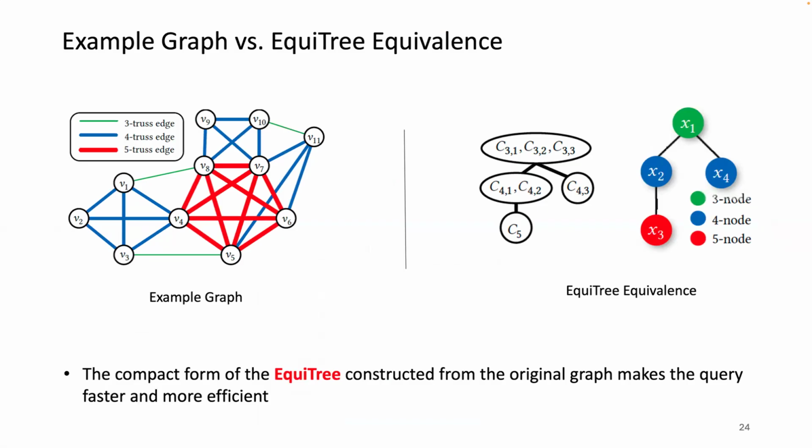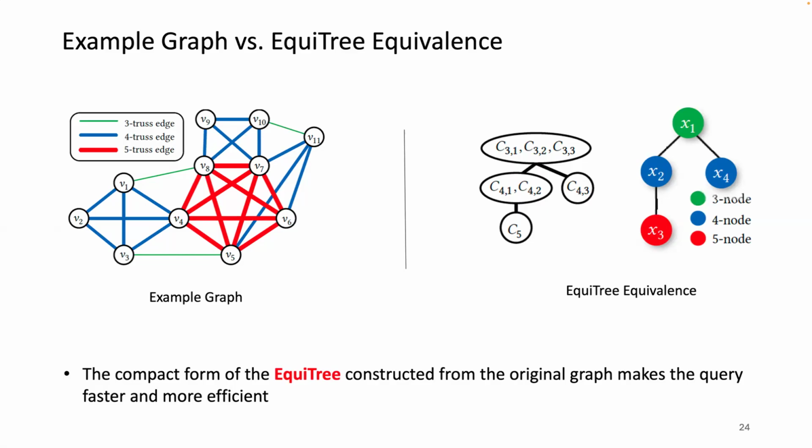So this was a query example. Can you show the query example? For example, I want to check if V1 and V4 are in the same truss community or not. V1 and V4. Oh, make it harder: V1 and V10. Yes, V1 and V10. In the original graph, it must traverse almost the whole graph.